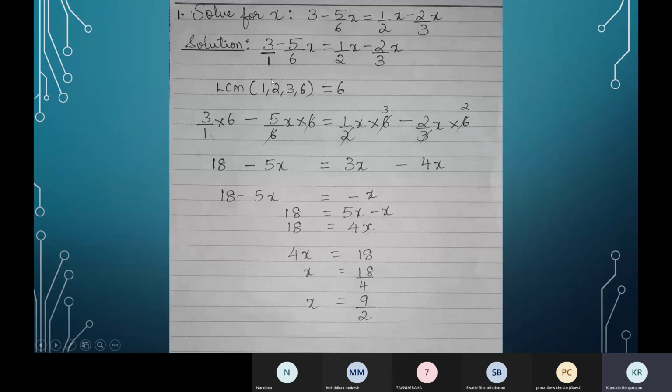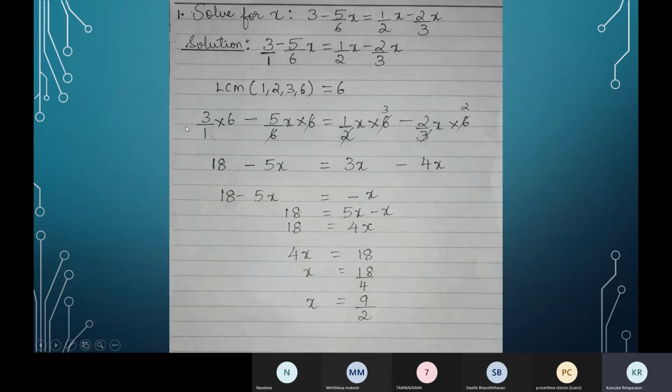In the next step, we understood that there are 4 terms. Every term in the equation is multiplied by the LCM 6. So 3 by 1 into 6, minus 5 by 6x into 6 is equal to, every term, 1 by 2x is a term, into 6, minus 2 by 3x into 6. Multiply all the 4 terms by the LCM 6.